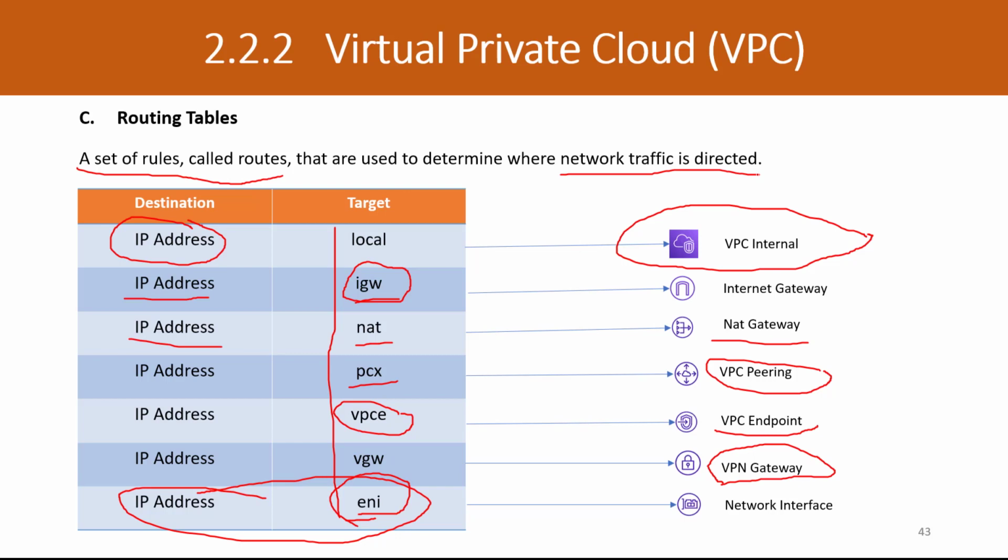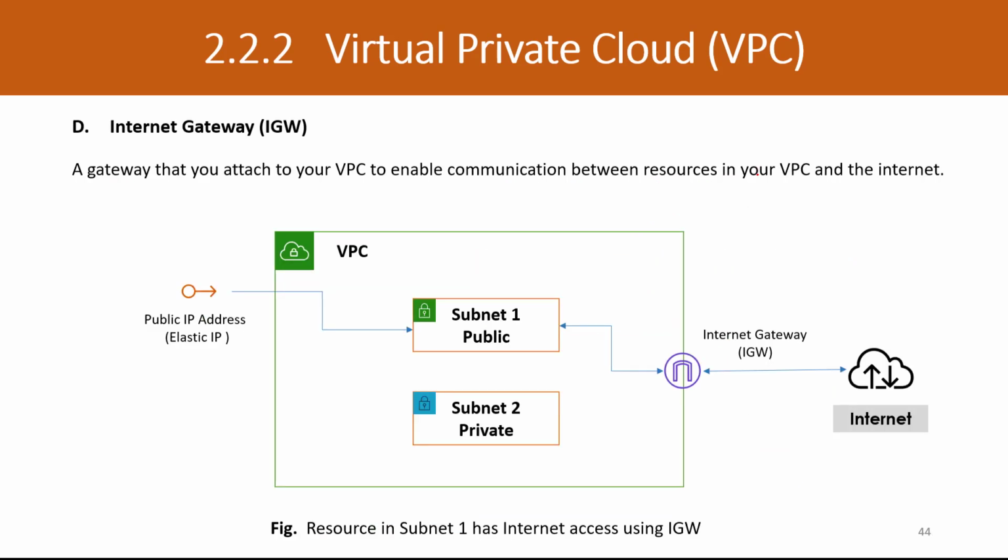So I think it's all perfect. Now let's move to another one that's called internet gateway. A gateway that you attach to your VPC to enable communication between resources in your VPC and the internet. So VPC is basically a virtual private cloud. That means there is no connectivity with the internet. So you have to attach one gateway there to access the internet.